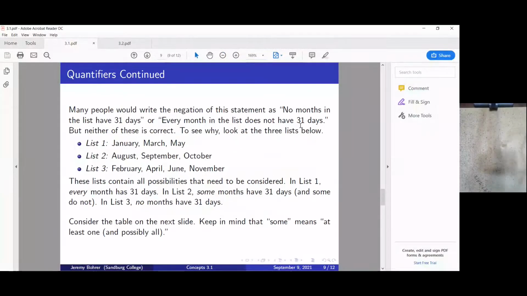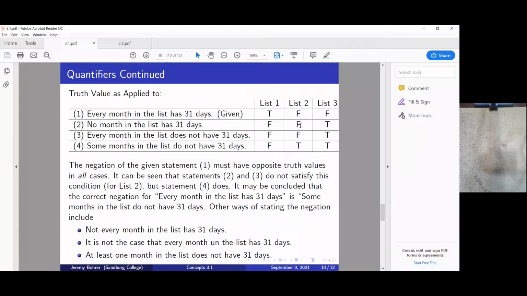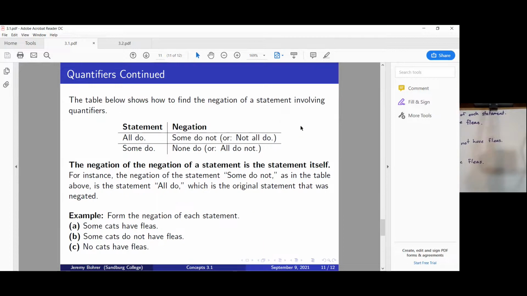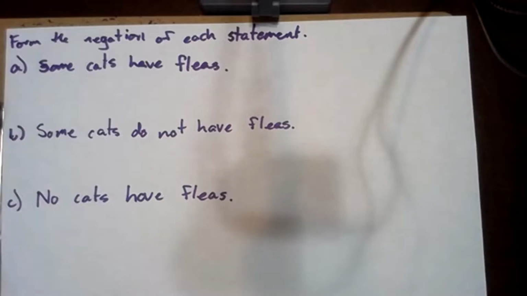Next, where are we? Negation of each of these statements. Here we go. So we need to form the negation of each of these statements. Okay, so first we want to negate the statement that some cats have fleas. The negation of this statement means that there are not some cats that have fleas, so there are no cats that have fleas.